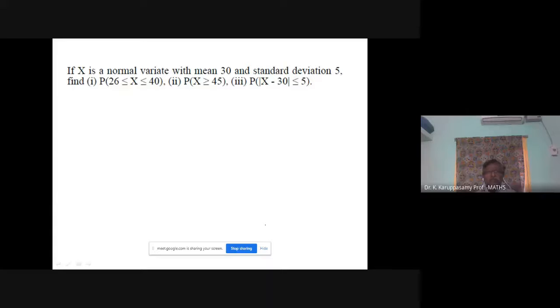Another problem. X is a normal variate with mean 30 and standard deviation 5. Mean is given, standard deviation is given. You are going to find only probabilities. Mu is 30, sigma is 5, and X is a normal random variable with the mean 30 and the variance 25. So this is sigma square, this is mu.